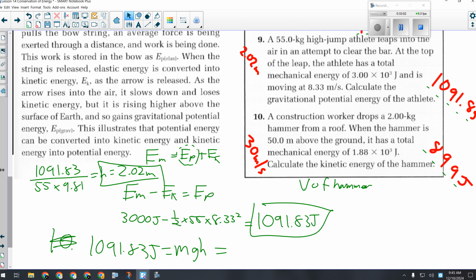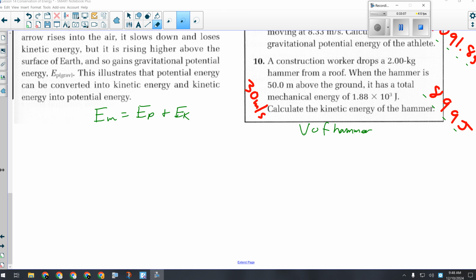All right, so with question number 10, they tell us the mechanical energy, it's 1,880 joules. They also tell us the mass of the hammer and how far above the ground the hammer is. So they've given me this number directly, and they've told me everything I need to calculate that number, and they want me to get this one. So how do I get EK by itself? Subtract EP over to the other side.